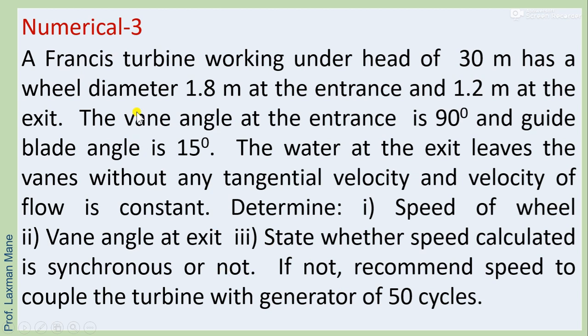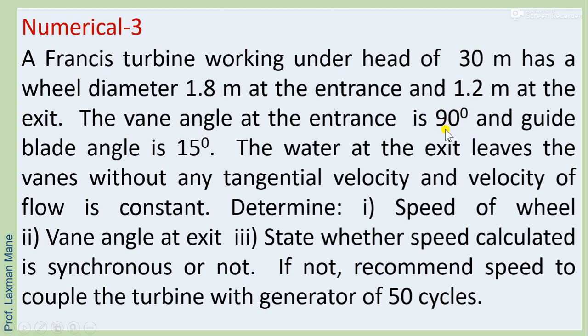Third example: a Francis turbine working under head of 30 meter has wheel diameter 1.8 meter at the entrance, means this is actually the external diameter of the runner, and 1.2 meter at the exit, means actually this is the internal diameter of the runner. Okay, so the vane angle at the entrance is 90 degree.